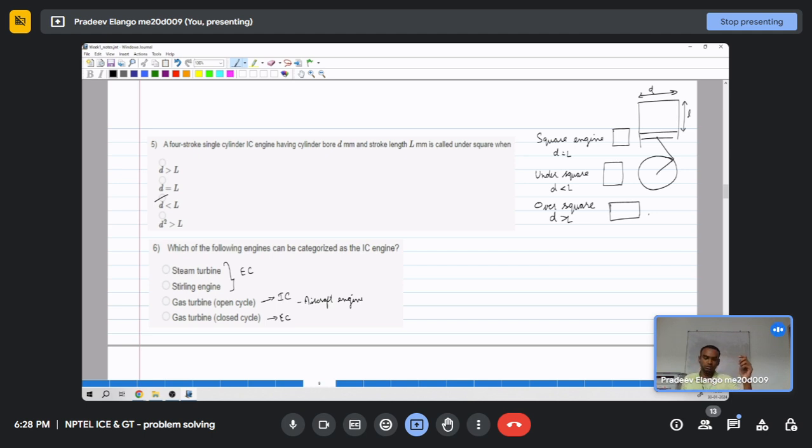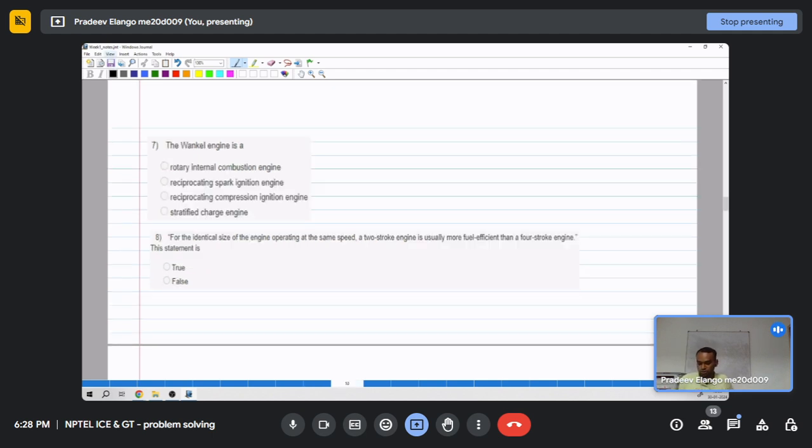In a closed cycle, similar to a steam turbine, there will be only heat addition from outside. Combustion will happen externally, and then heat will be added to the working fluid and taken to a gas turbine. So that is closed loop gas turbine, which is external combustion. So now the answer for IC engine is gas turbine open cycle.